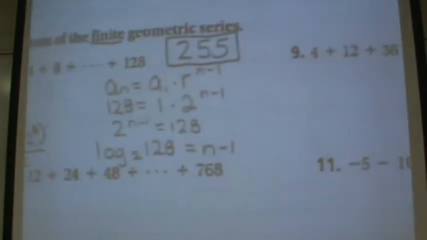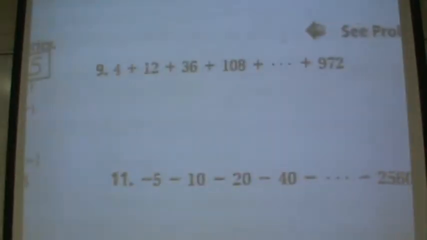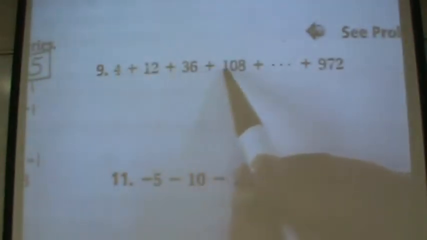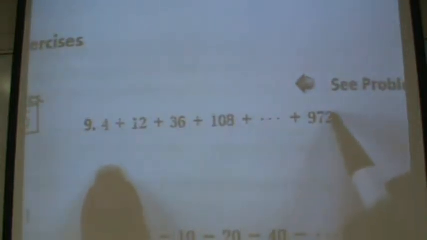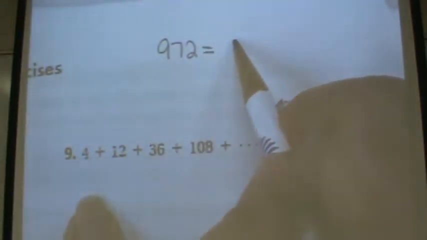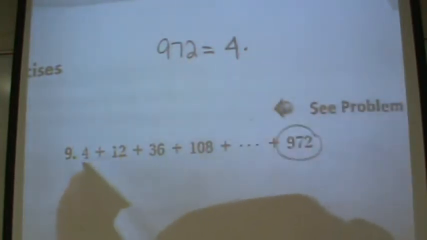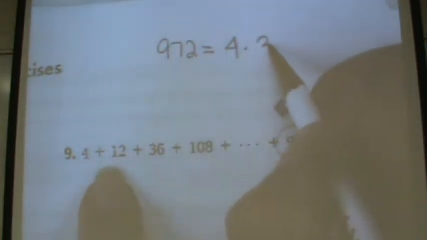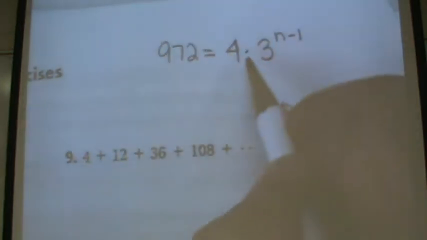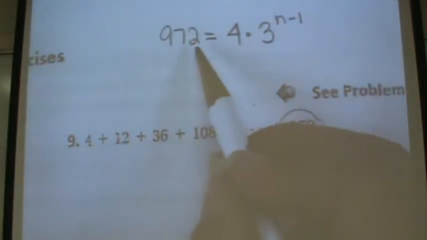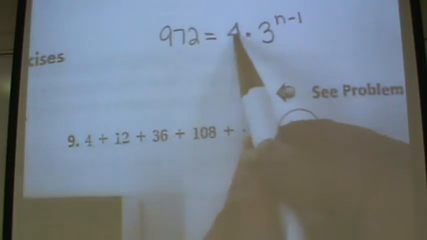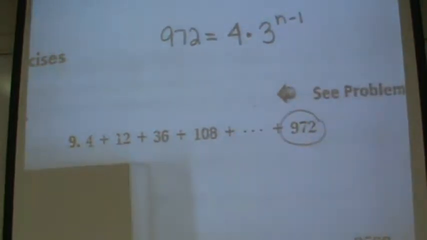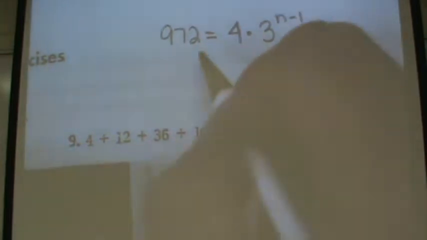Okay, let's try number 9. I'm adding 4 with 8, with 12, with 36, with 108, with 972. How many terms am I adding together? I don't know. I need to figure out 972 is 4 times, what's the r value from 4 to 12? 3. 3, and then n minus 1. Now, how do you solve this for n? What do you do with this 4? Divide. 972 divided by 4 is what? 243.